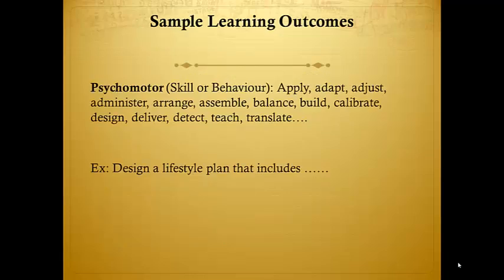And then the third type of learning outcome is a skill outcome. And these use verbs such as apply, adapt, adjust. So an example could be design a lifestyle plan that includes.